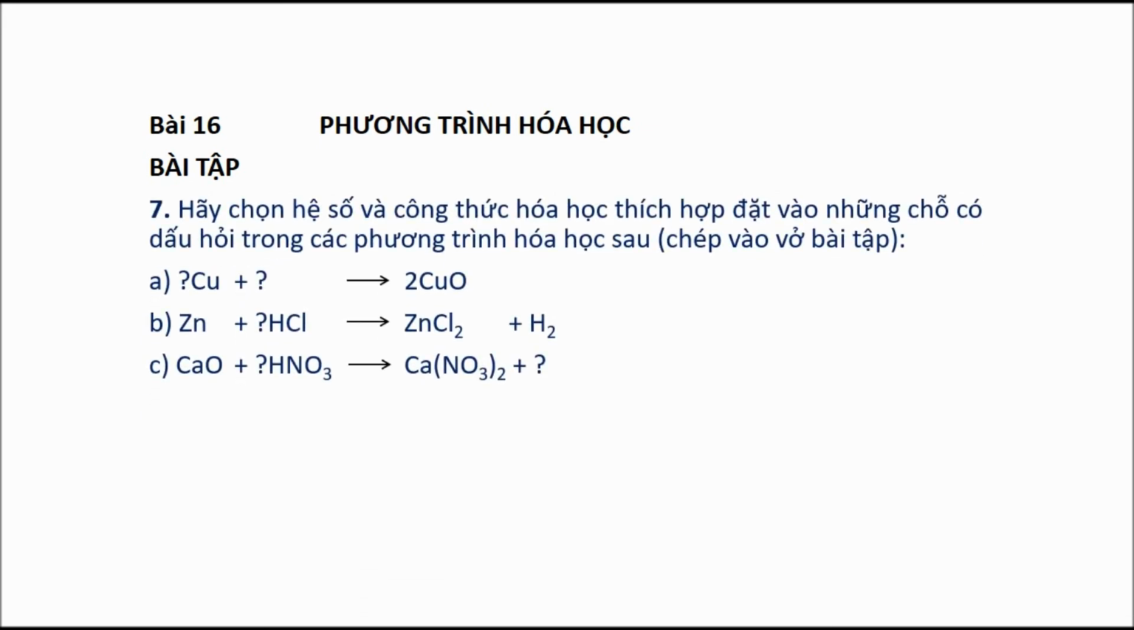7. Choose suitable coefficients and formulae to replace the question marks in the following chemical equations. Write in the notebook. A. ? Cu plus ? arrow 2CuO. B. Zn plus ? HCl arrow ZnCl2 plus H2. C. CaO plus ? HNO3 arrow Ca(NO3)2 plus ?.